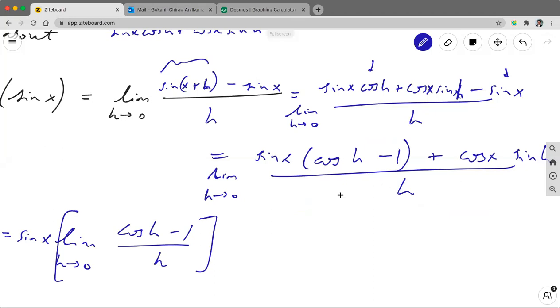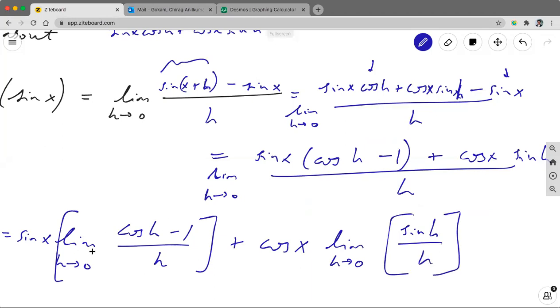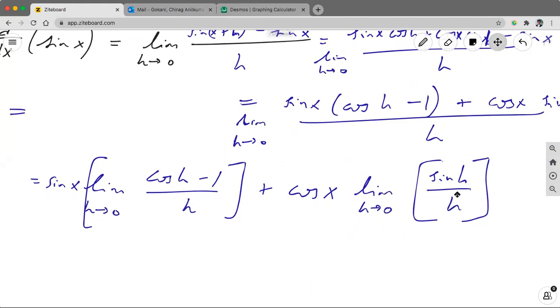And then here's the second part, plus, again, cosine x comes out of the limit because the limit doesn't make a statement on x, and times the limit of sine of h over h. And again, people, I'm going to appeal to graphing. I'm going to appeal to a graph to find what these limits in the brackets are. These are all pretty intuitive things, actually.